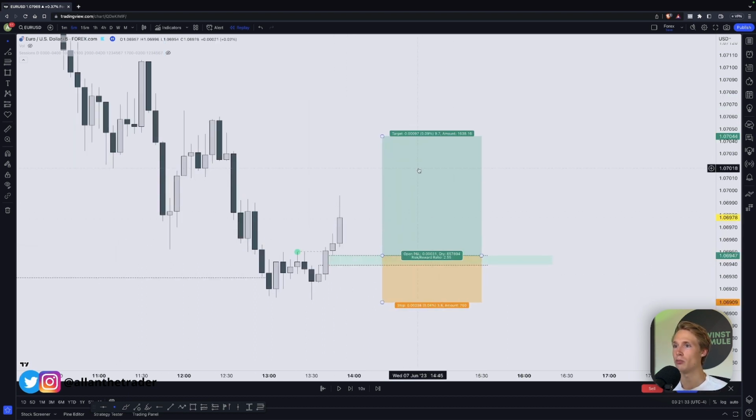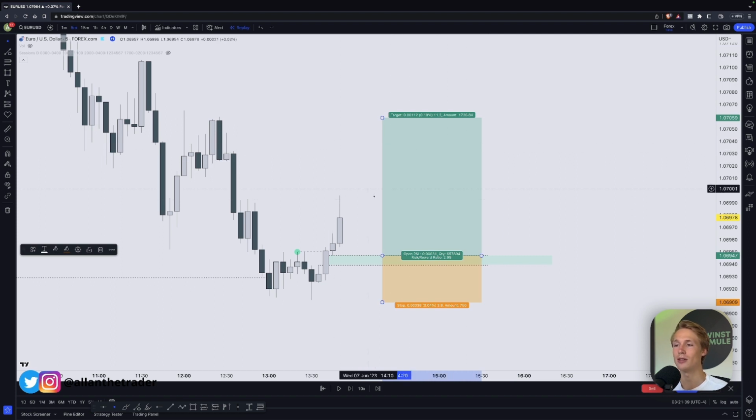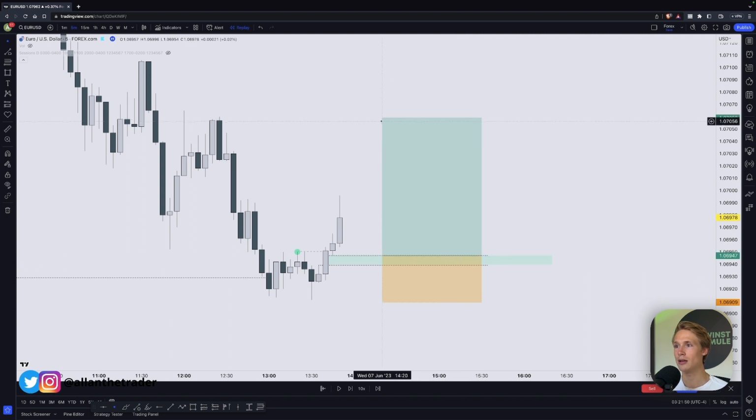And for our risk reward, let's target this high. So we are not just targeting 2 risk reward. No, we are looking at this liquidity sitting up here from this high. So then we get a 2.95 risk reward ratio. So let's take our profit at this point. Let's now place our limit order and see what would have happened.